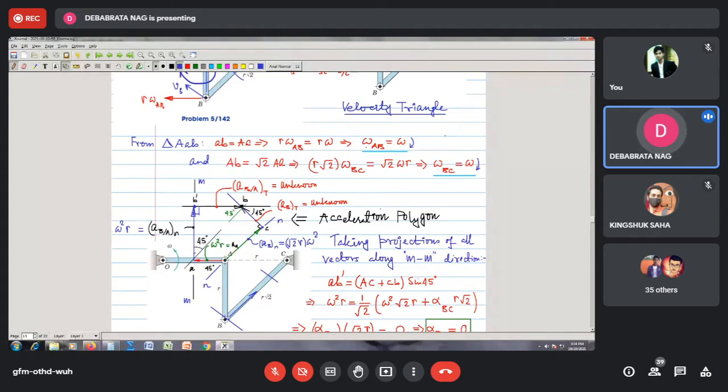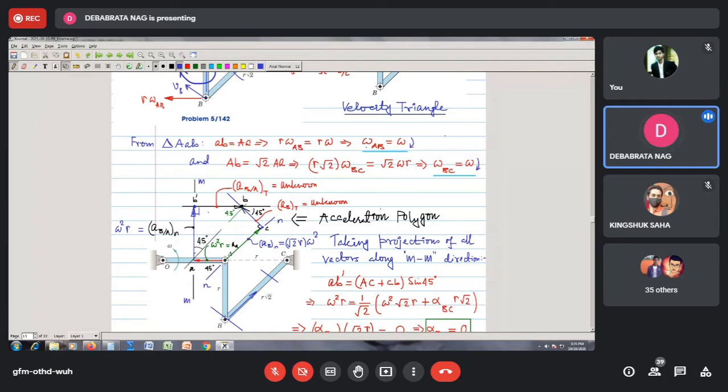Now it is clearly known, because acceleration of B is equal to the sum of all. So what is acceleration of B? This is one component, this is one component. So this arrow plus this arrow must be equal to this arrow plus this arrow plus this arrow. So it means the arrows, or the senses of the angular accelerations, are all shown like that. Now I can decide their sense.